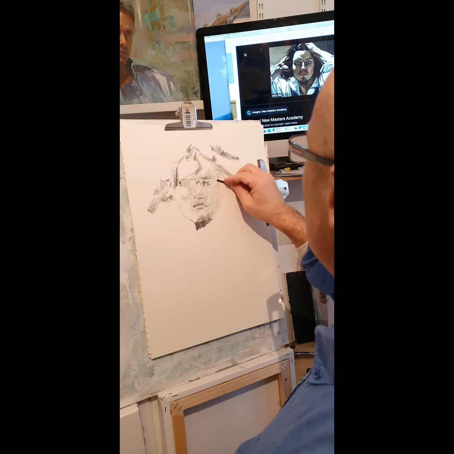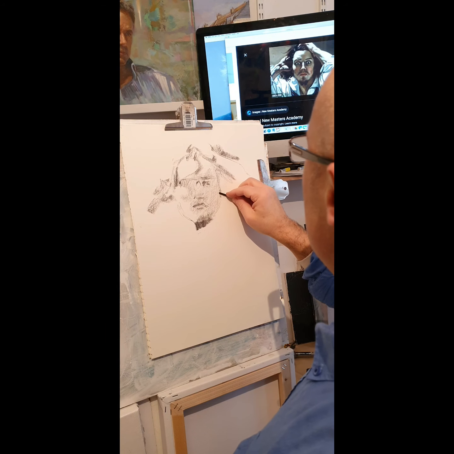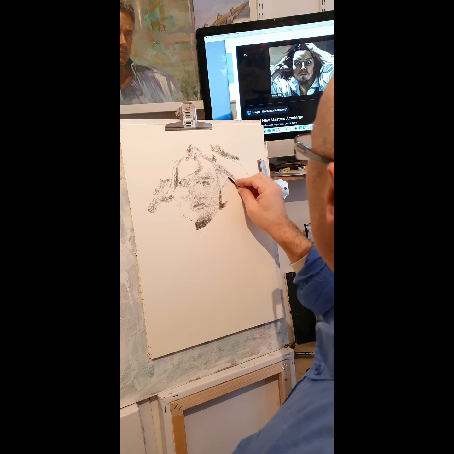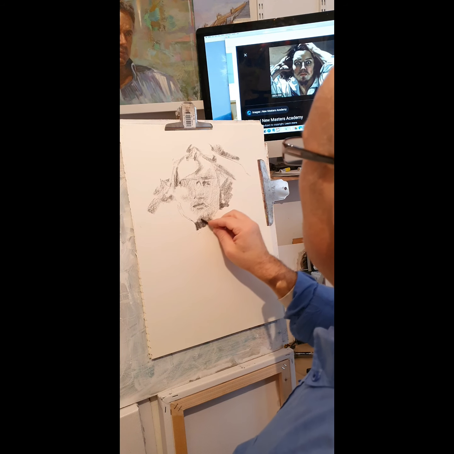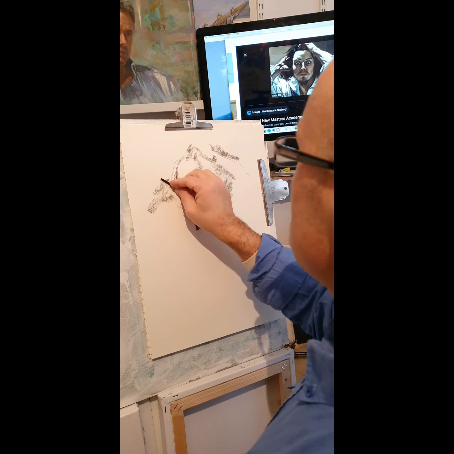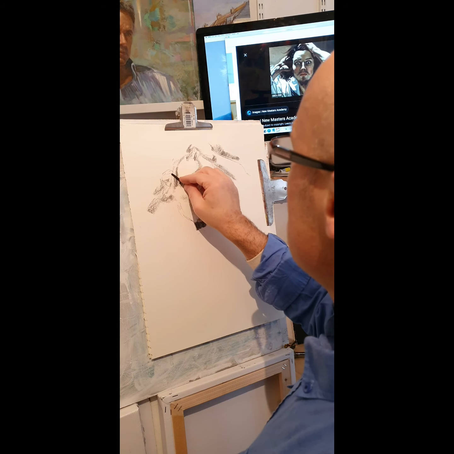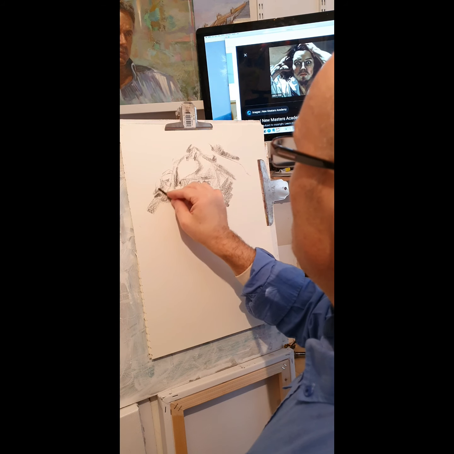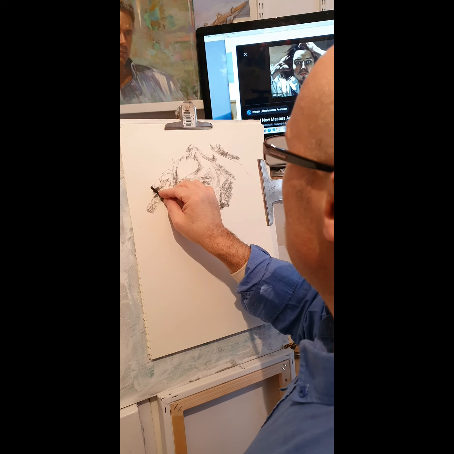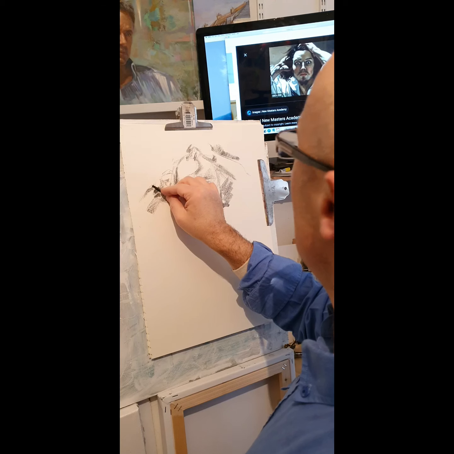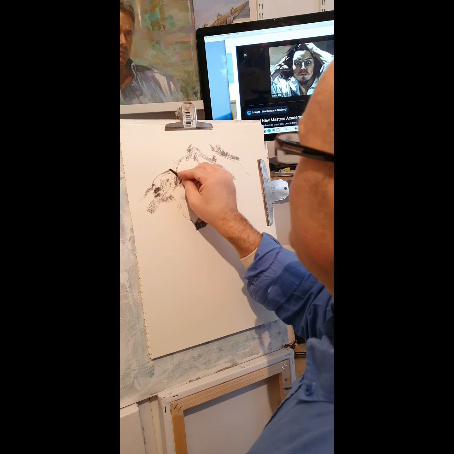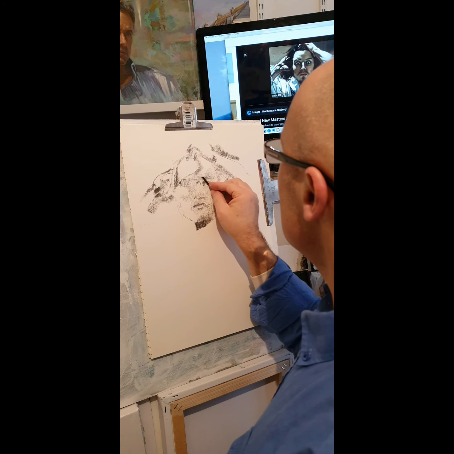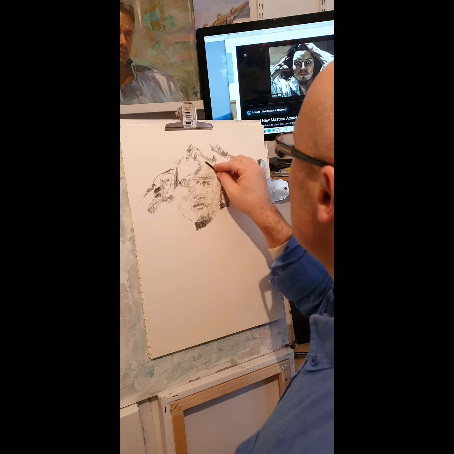Goatee. Hair. It's all dark anyway. And you have his hand there, as I said, that big bit here. And then let's get that expression.